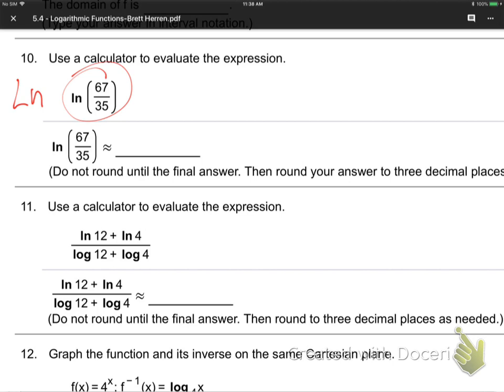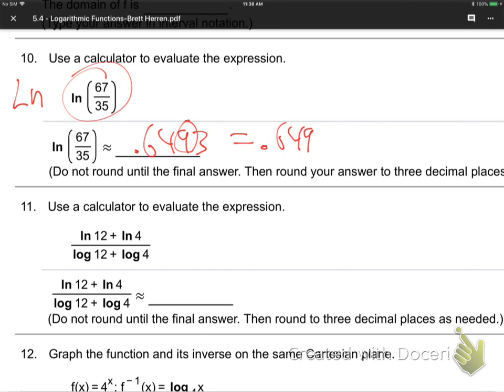LN 67 divided by 35. I'm getting 0.6. Yeah. They want 3 places, so there we go. It's 0.6493, so you round to the third place, 0.649.